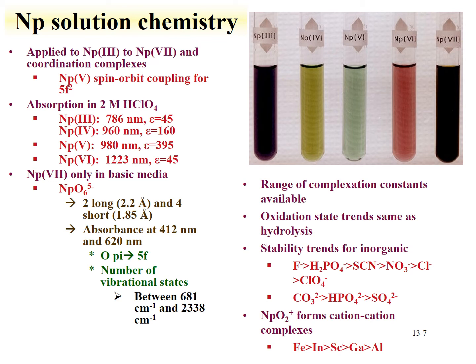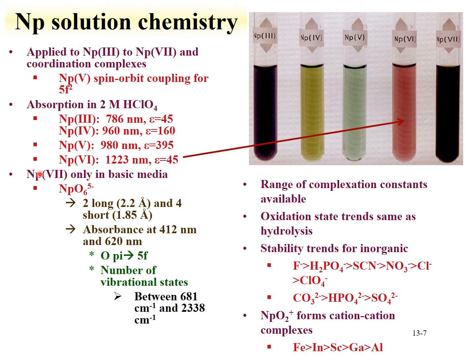As an example here, in 2 molar perchloric acid, neptunium-3 has an absorbance of around 780 nanometers with an extinction coefficient of 45. Tetravalent neptunium is a little bit higher at 960 with a larger extinction coefficient. The prominent oxidation state in solution, neptunium-5, has a very large molar absorptivity, close to 400, and is in the near IR region, close to 1,000. And neptunium-6 is over 1,000, at 1,200 nanometers, with a molar extinction coefficient of 45.